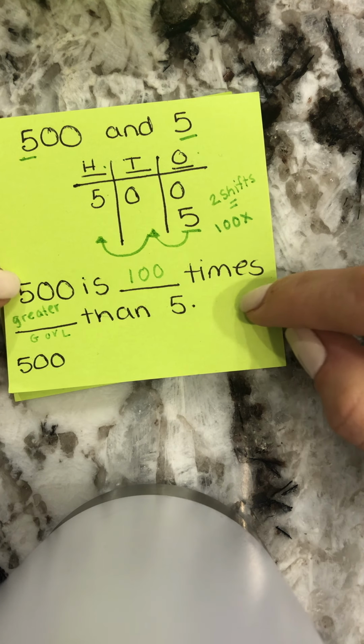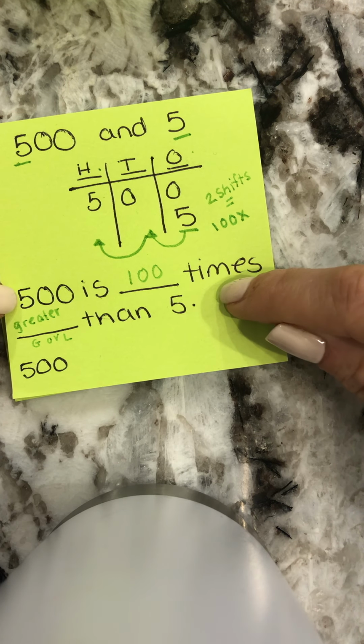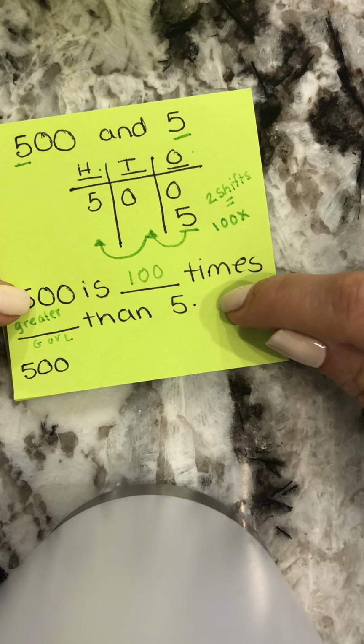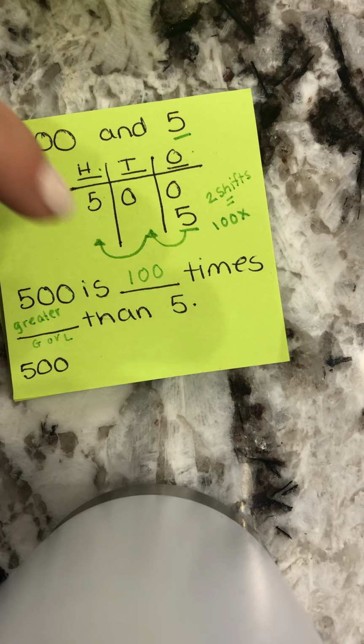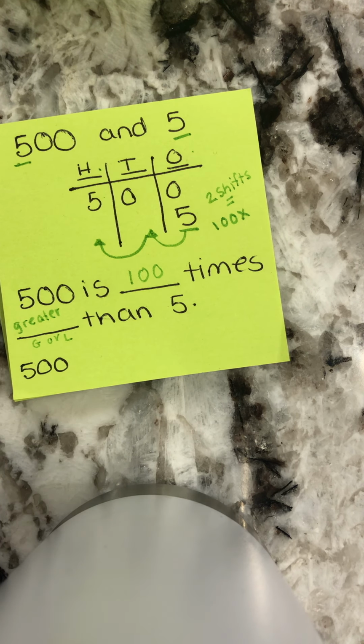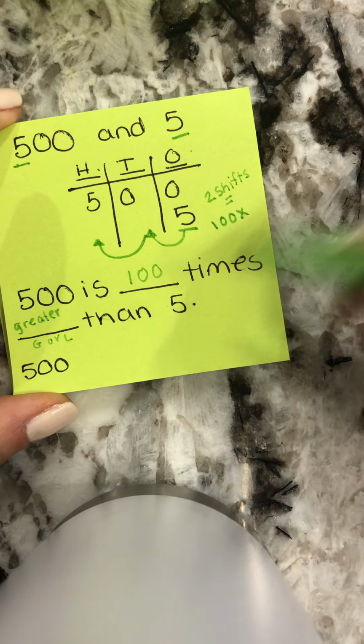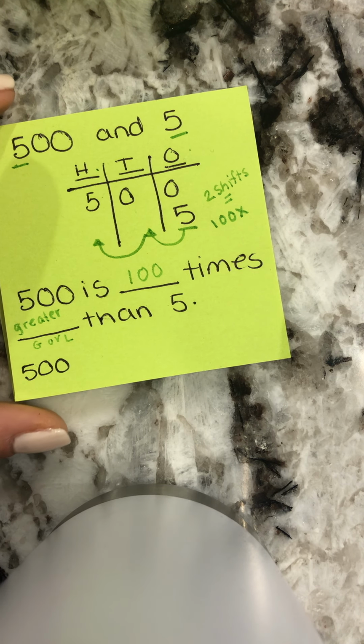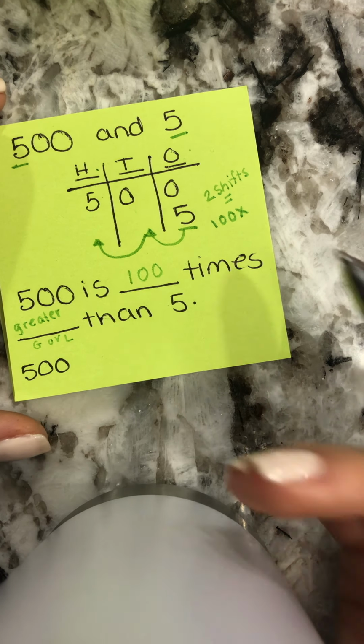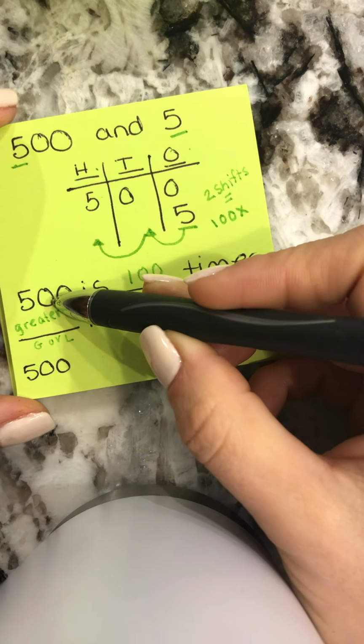All right, so this is our statement. This is our sentence. This is our place value relationship. 500 is 100 times greater than 5. And this is always true. That never changes. What we're going to do now is prove this with an equation.